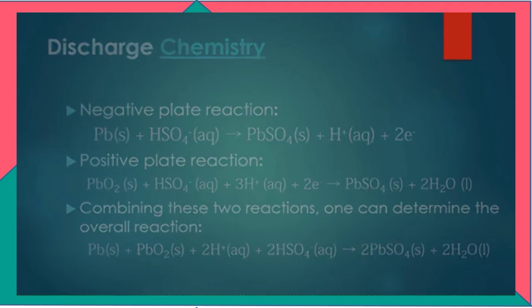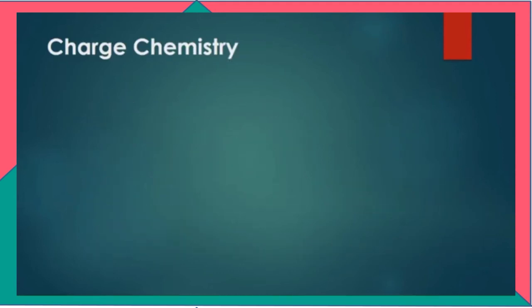So let's move on to the charge chemistry of the battery. In the charged state, we use an outside source EMF so the non-spontaneous reaction can proceed. Unlike the discharging process, the anode and the cathode signs will be reversed, so the anode will have a plus sign and the cathode will have a negative sign.